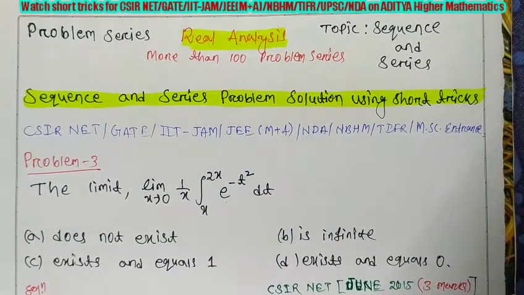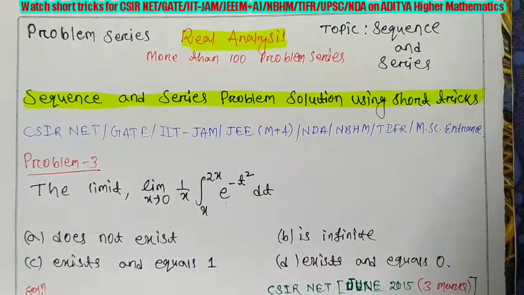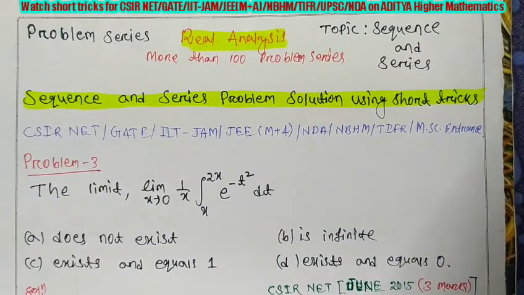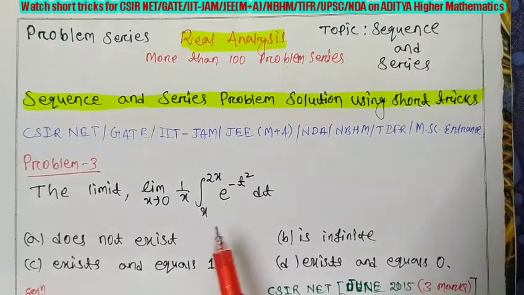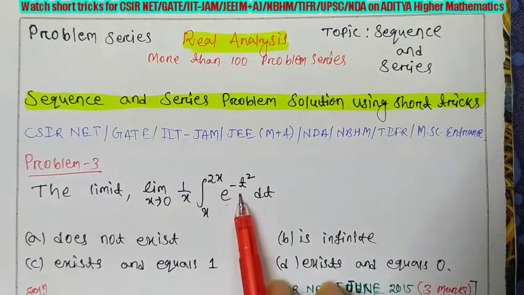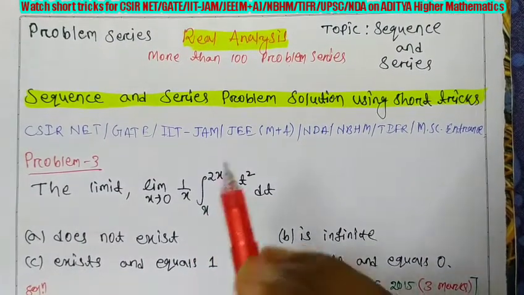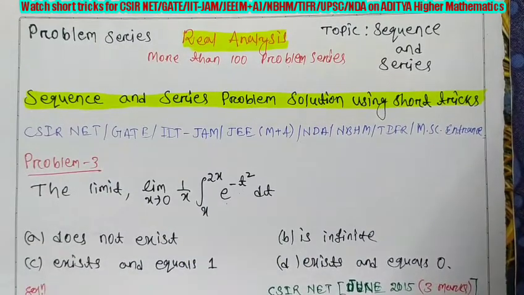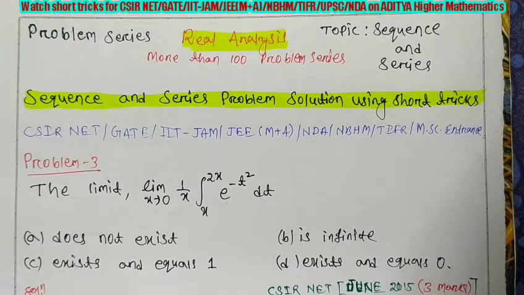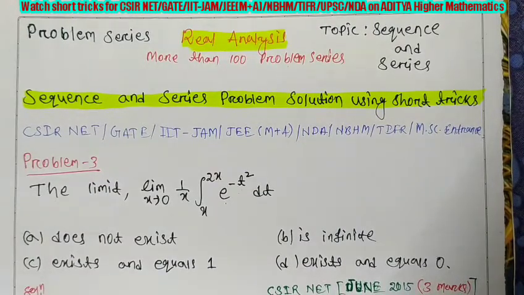Actually, this question is just looking like a limit and integration related question, where you have to find the integration of e to the power minus t square. It is a definite integral where the lower limit is x and the upper limit is 2x. After that, you have to find its limit when x tends to 0. And you have to choose from four options. First option is does not exist. Second option is infinite. Third option is exists and equals 1. Last option is exists and equals 0.